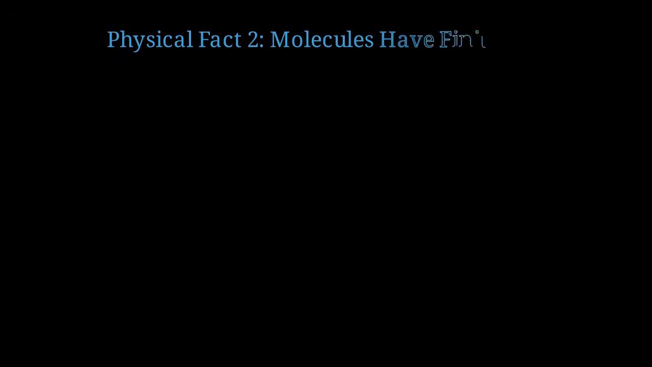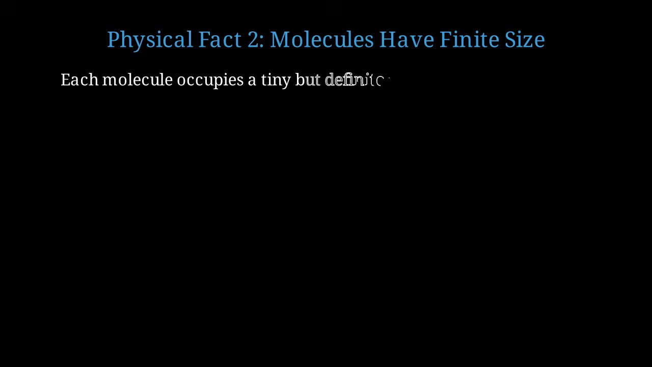The second physical fact is that molecules are not mathematical points. They have real, finite size. Each molecule occupies a tiny but definite volume. For nitrogen, each molecule has a diameter of about 3.6 angstroms. 1 angstrom equals 10 to the negative 10 meters. It's incredibly small, but it's not zero.